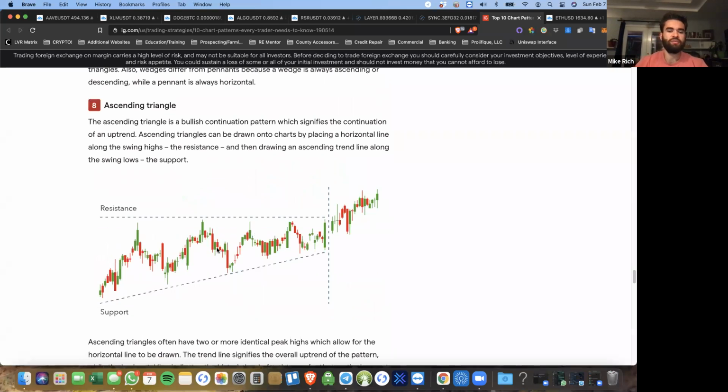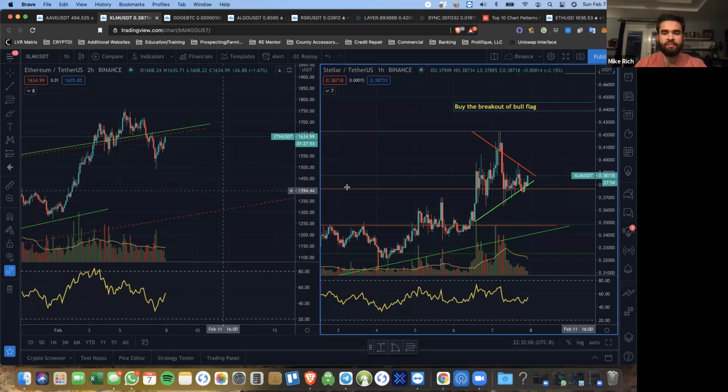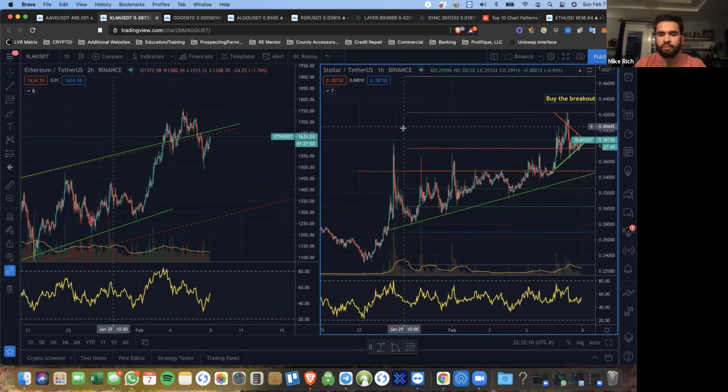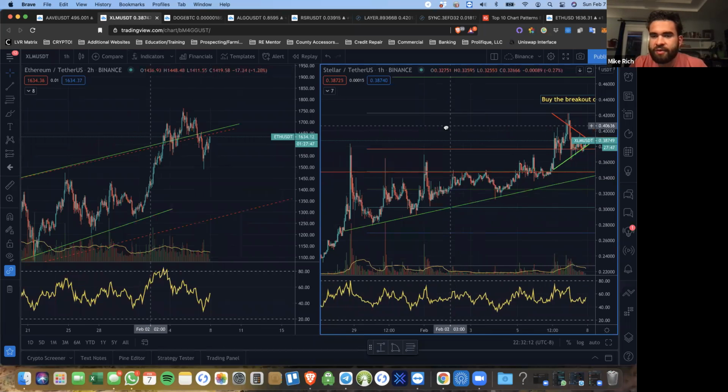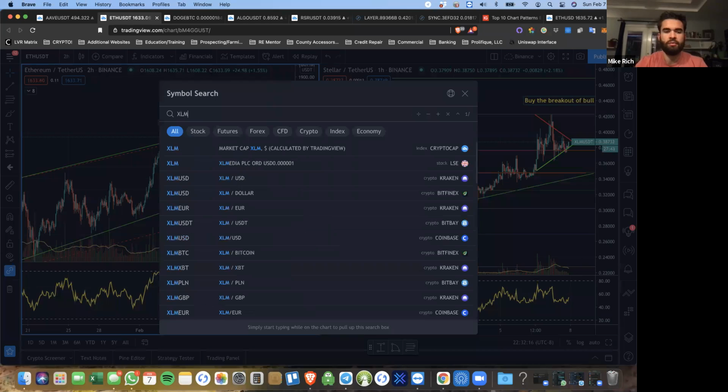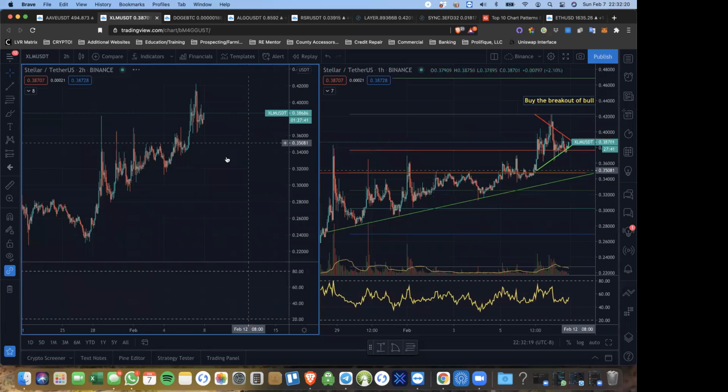Ascending triangle. This is what we've seen a lot as well. We've actually seen this in XLM. Boom. You guys see that? No, it's half a screen, but do you see it? Yes, sir.